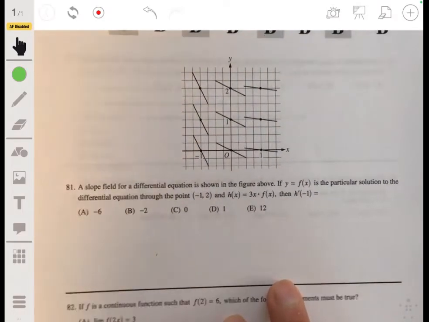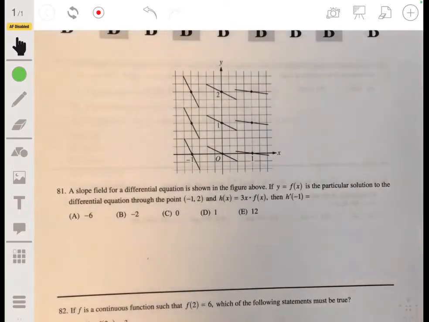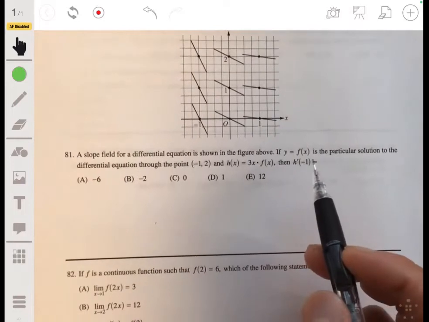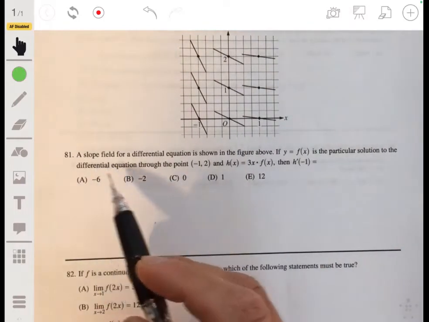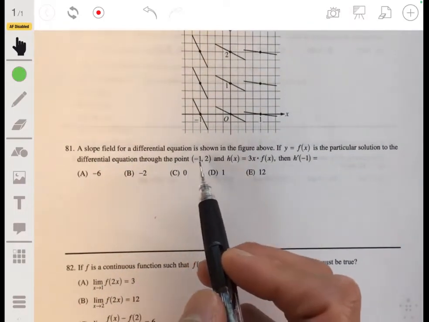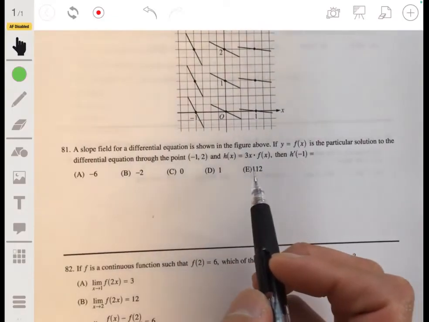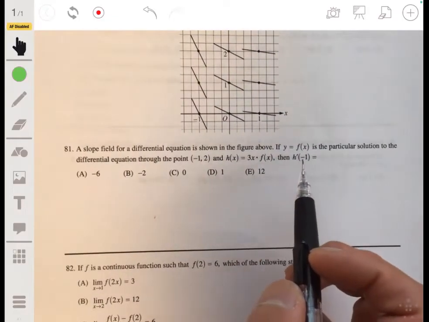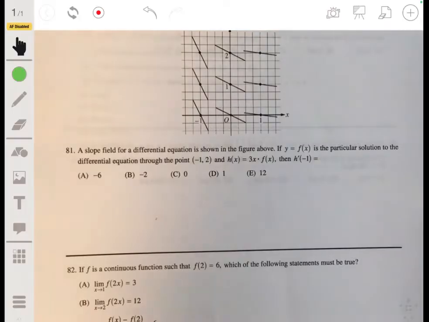81. The slope field for a differential equation is shown in the figure above. If y equals f of x is the particular solution to the differential equation, this is the point -1, 2, and h of x equals 3x times f of x, then h prime of -1 equals.